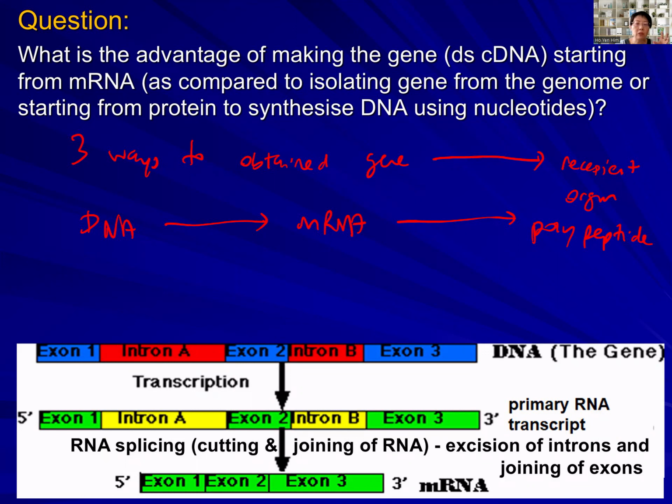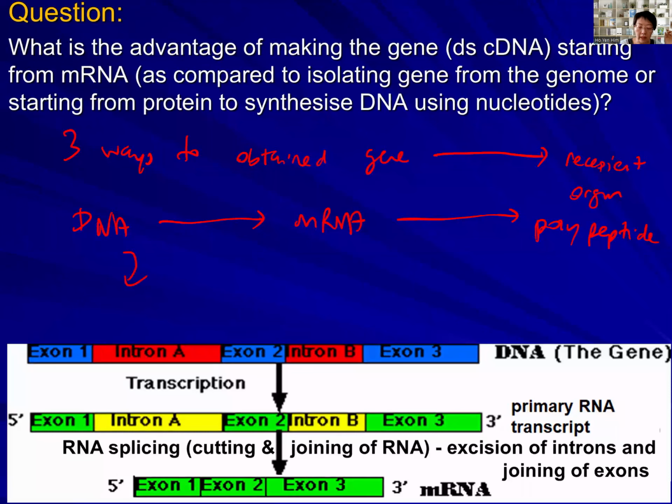Of course, the very first way you can think of is we go to the cell, we go into the nucleus, and we try to fish out that gene, for example, the insulin gene. That means from the DNA, you try to get the DNA in the nucleus of the cell. Okay, this is the first way.